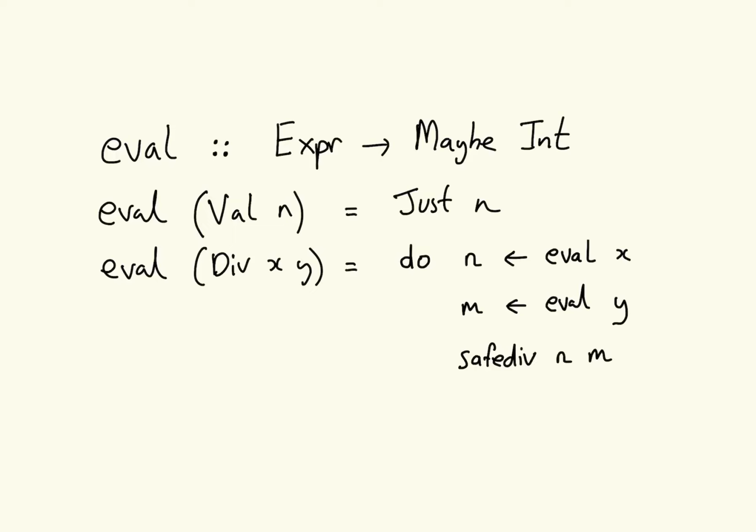And again, the point here is that the do notation is just syntactic sugar for repeated use of the bind operator. So when the Haskell compiler sees all of this stuff here, it simply replaces it by the cascading use of the bind operator and lambda expressions that we just had. But I would much rather write this because it looks more operational. You evaluate x, you evaluate y. If both of these are successful, then you perform the safe division.